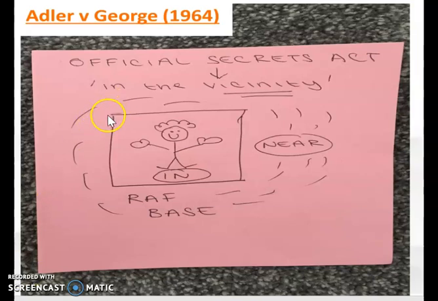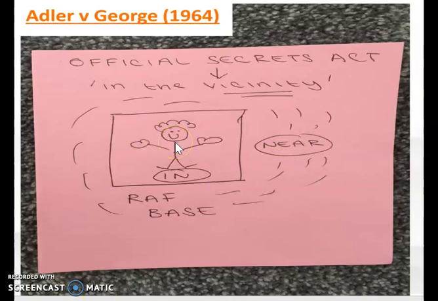So, if we have a look here, this square, this box that we've got, is an RAF base. Okay, so this is an RAF base, and this guy here is inside the RAF base. Are you all with me so far? So he's in it, actually in it, not near it. And all the little dashes around the RAF base are telling you that all of this area outside of the base is near the base. It's not in the base, it's near the base.